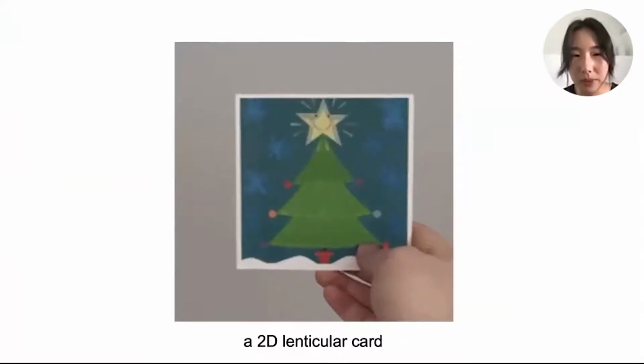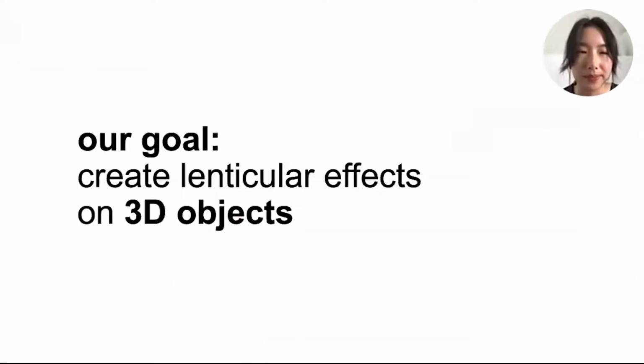For example, this gift card displays a small tree from a lower viewpoint and a larger tree from a higher one. And we were wondering if we could apply a similar effect to the surfaces of 3D objects, so that not only 2D cards, but also 3D objects can reveal different patterns from multiple viewpoints.